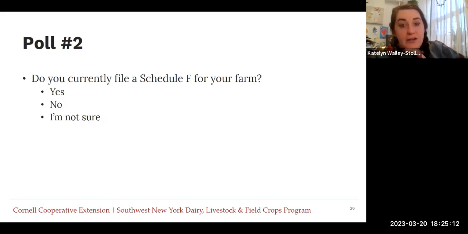It will show up on your taxes. If you're an LLC, it's pass-through income. Partnership, same thing. If you're a sole proprietorship, it's usually a schedule that's buried within your 1040.